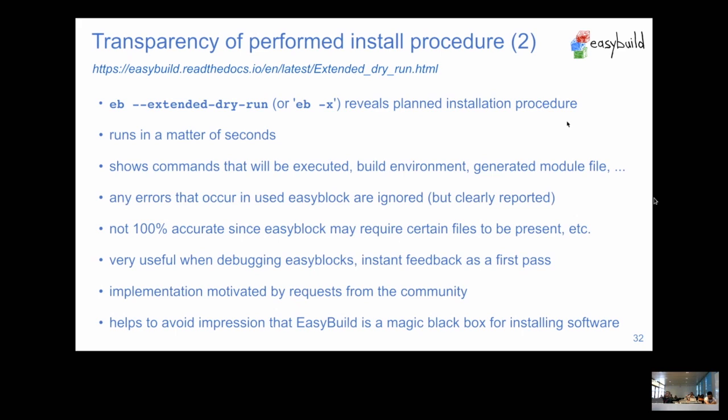So the extended dry run option, or just EB -x for short, will show you how EasyBuild would install software without actually doing it. So it will spit out a long log of what would go on when you do the installation without the -x. So this will always run in a matter of seconds, no matter what you are installing. So if TensorFlow takes 1 hour to install, this thing will still run in a couple of seconds.